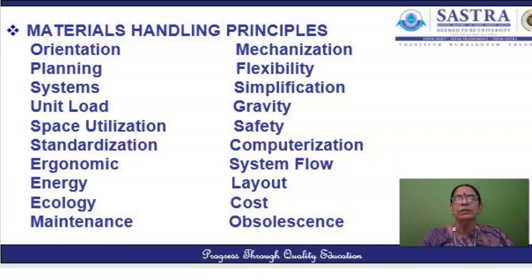And any method that has been used or any equipment that has been used in the production must be able to have flexibility. The change in the method should be made. That is the flexibility principle. Equipment selection is based on the type of material, the movement of the material, and the methods to be used. The equipment should be properly selected. That is the equipment selection principle.